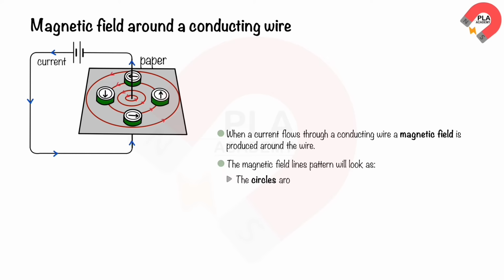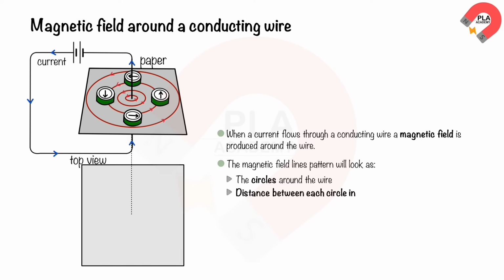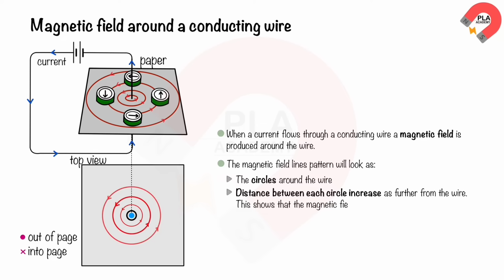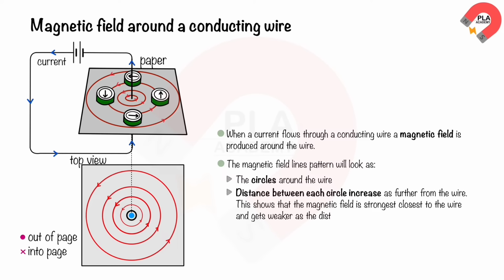The magnetic field is made up of circles. As the distance from the wire increases, the circles get further apart. This shows that the magnetic field is strongest closest to the wire and gets weaker as the distance from the wire increases. The right-hand grip rule can be used to work out the direction of the magnetic field.